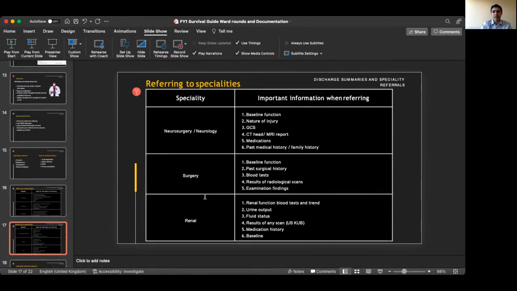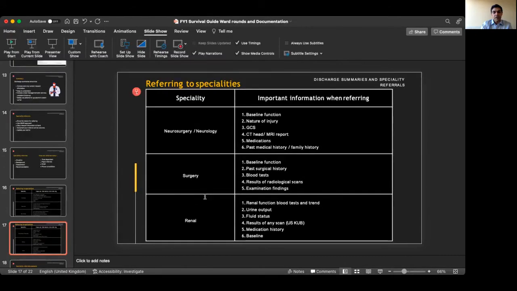And again, any past medical history or family history, so then they could be aware of any neurological conditions which run in the family, such as MS, for instance, or whether this patient has a predisposition for stroke because they have a strong family history of stroke.